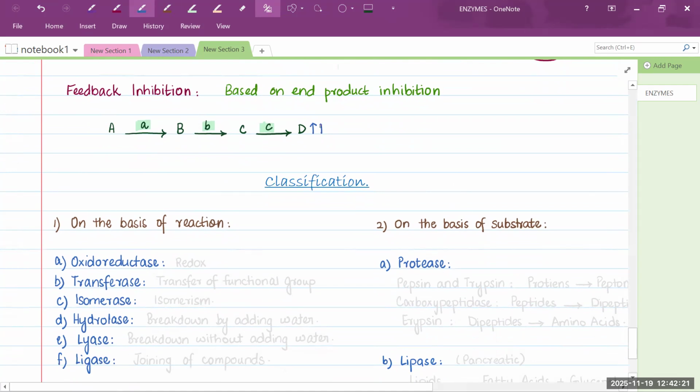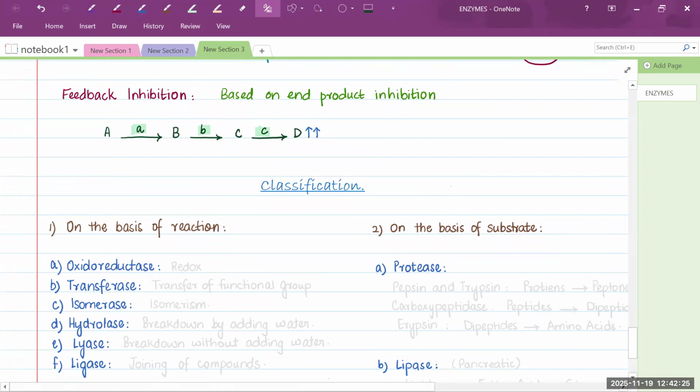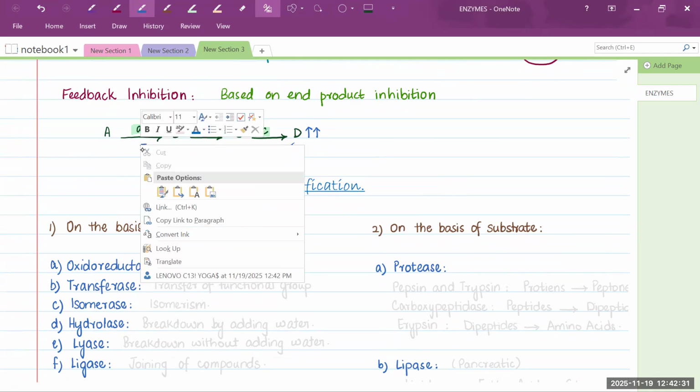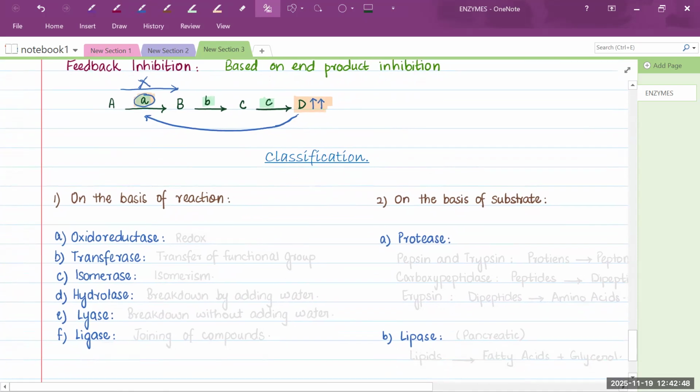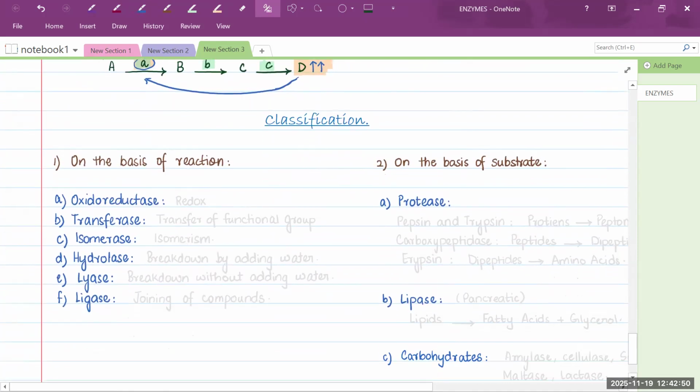The amount of D has increased considerably. Now this product can go and inhibit this enzyme at A, at this pathway. It will inhibit this enzyme A, and the enzyme will stop functioning. A will not be getting converted to B anymore, right? Just because this product D has increased, and this was the inhibitor of enzyme A. Okay, that is meant by feedback inhibition.